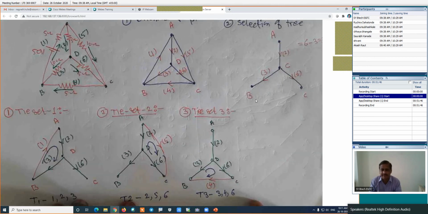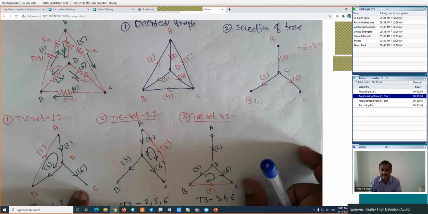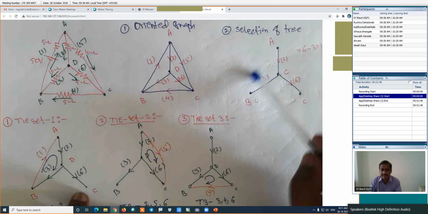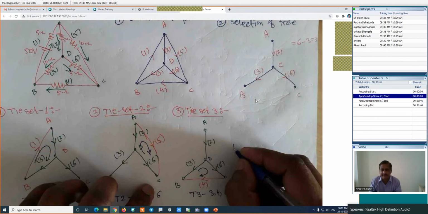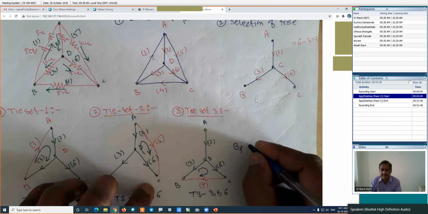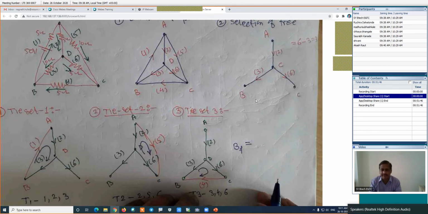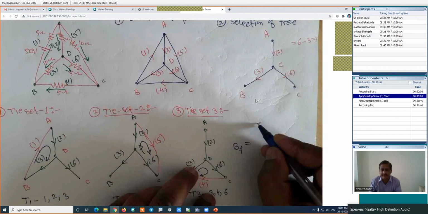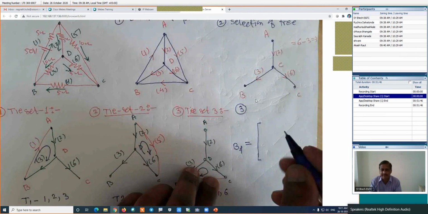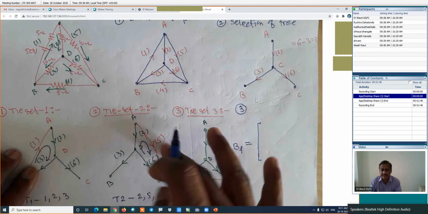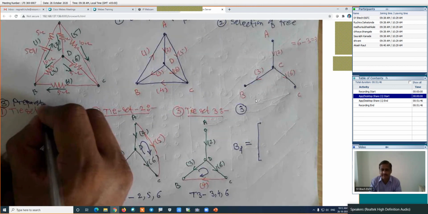Now from the given figure, we have prepared the oriented graph or directed graph. From this graph, we have selected one tree. From this tree, we have prepared the tie sets. And here, we will prepare the tie set matrix. Its name is BF, where B is the symbol and F stands for fundamental. This BF is the fundamental tie set matrix. I am trying to draw this matrix here itself. This is step number 3: preparation of the matrix. Selection of tree, preparation of tie sets.